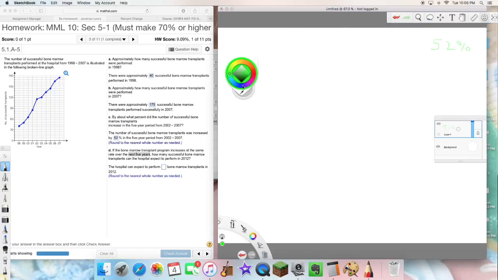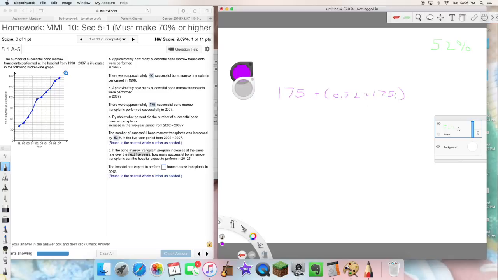Well, let's change the color to purple. So in 2007, you had 175. But you want to know what happens when you have a 52% increase. So how do I do that? I'm going to take 175 and I'm going to multiply by whatever 52% of 175 is. This should ring a bell because this is what we did in the first half of the video.